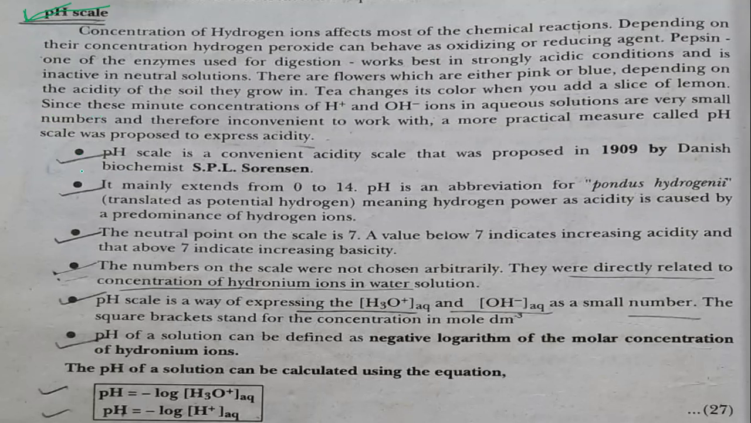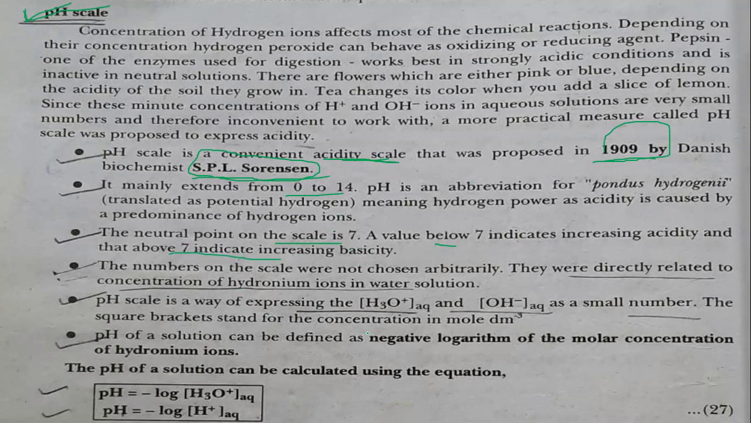See now, the pH scale is a convenient acidity scale. Okay, and it was invented by the Danish scientist S.P.L. Sorensen in 1909. The pH scale range is 0 to 14. As you know, if the pH is below 7, you call it acidic. If pH is 7, that is a neutral pH, and if the pH is above 7, that is a basic pH.